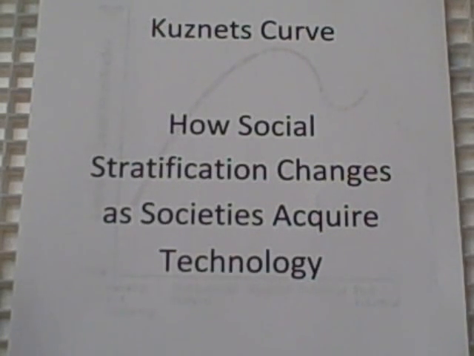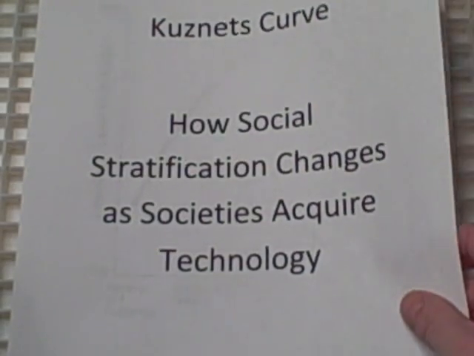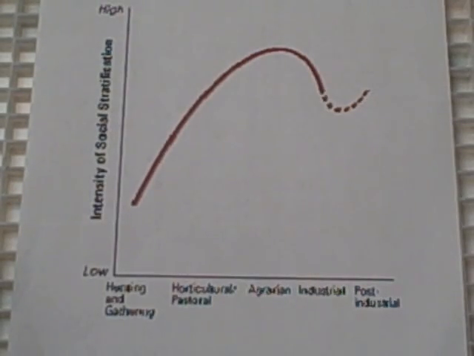This one is on Kuznets Curve. Kuznets Curve is all about how social stratification changes as societies acquire technology. Kuznets, a Nobel Prize-winning economist, took Lenski's societies from hunter-gatherer to horticultural pastoral, agrarian, industrial, and post-industrial, and added the concept of social stratification. As you know from your reading, social stratification is the layering of society.